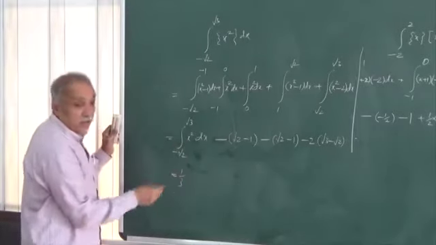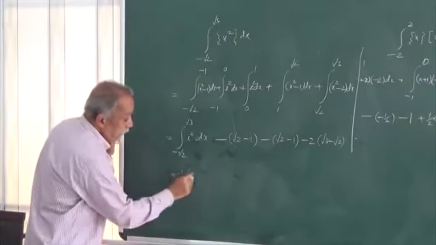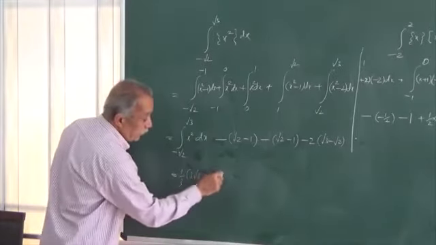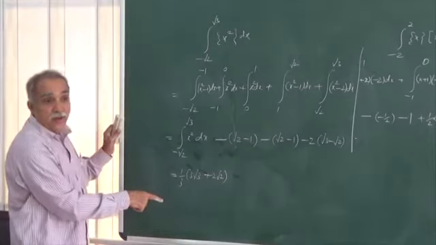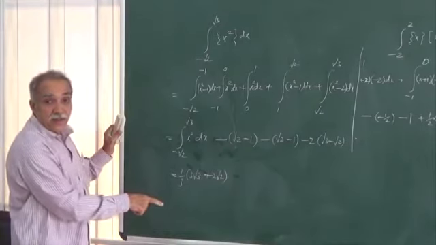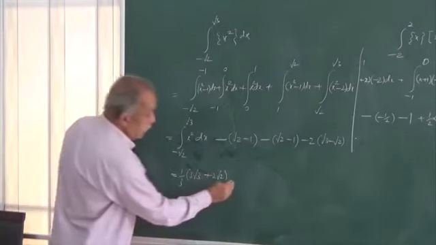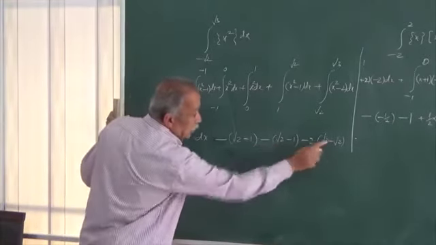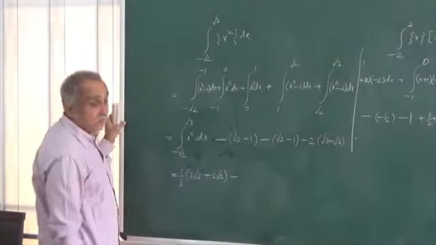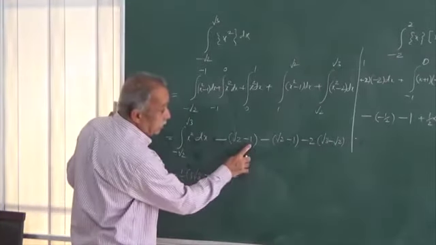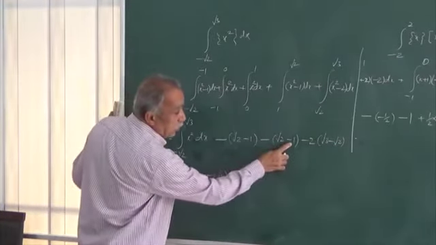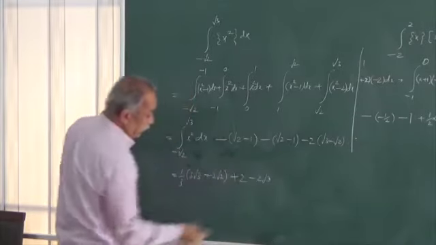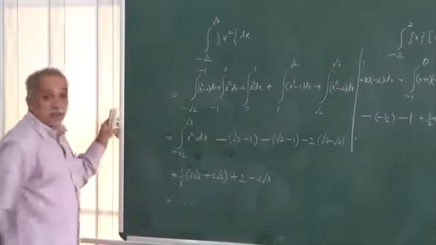This is 1/3 of x cube, right? Okay, I think. Minus root 2 plus 2 root 2 cancel. Then plus 1, 2. Then the last term 2 root 3 with a negative sign. Simplify to the extent possible.